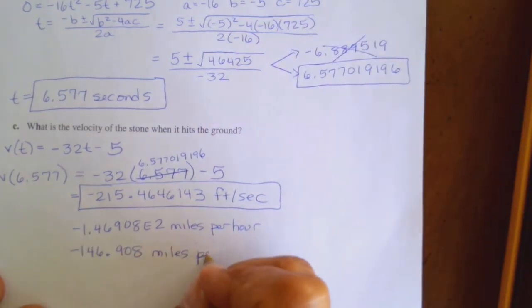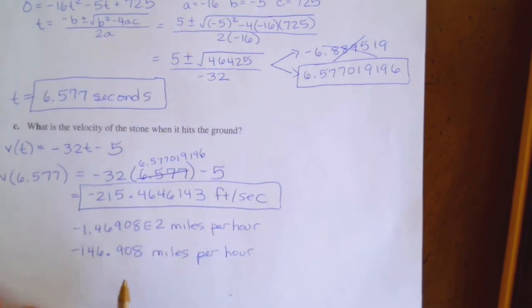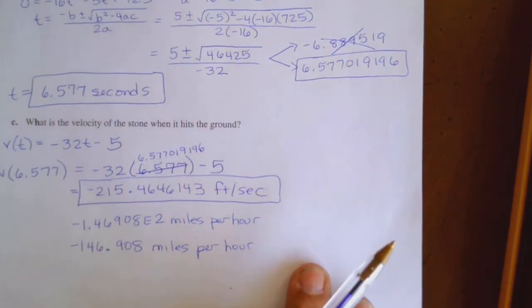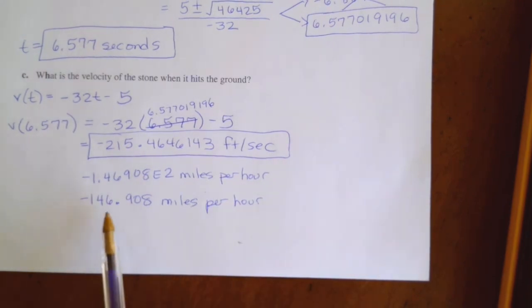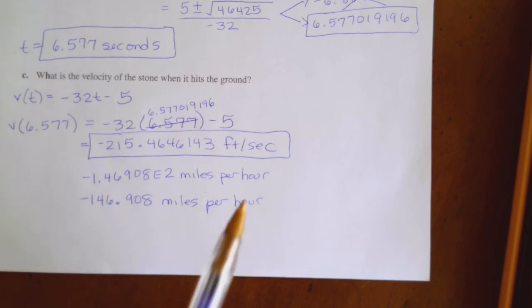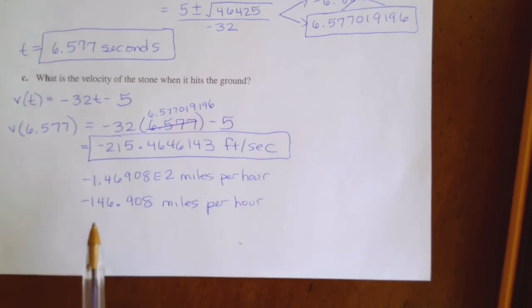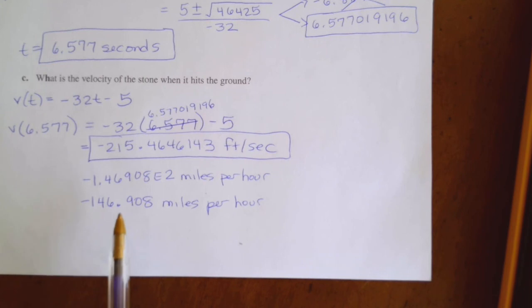Okay. I want you to think about that. Okay. Now it's going down, so that's why it's negative. At 146 miles per hour. You know, that's like NASCAR racing speed. That is really, really fast, right? That will do some damage if it hits somebody.